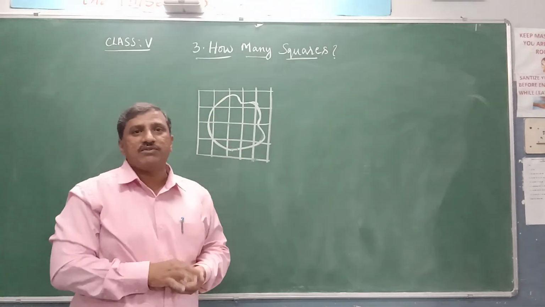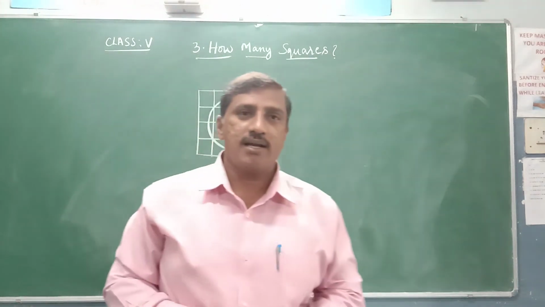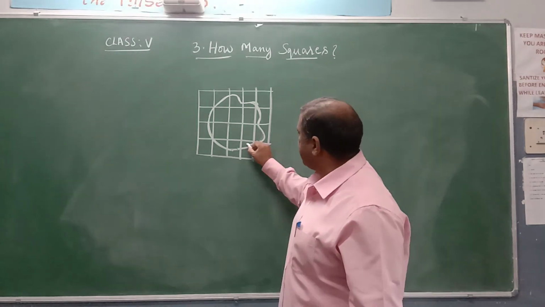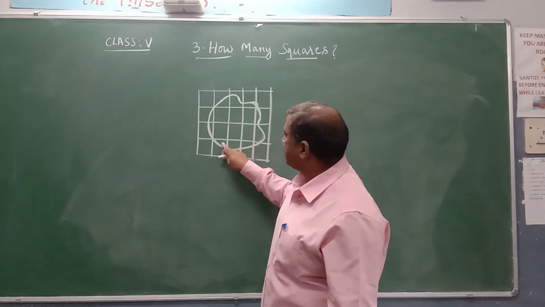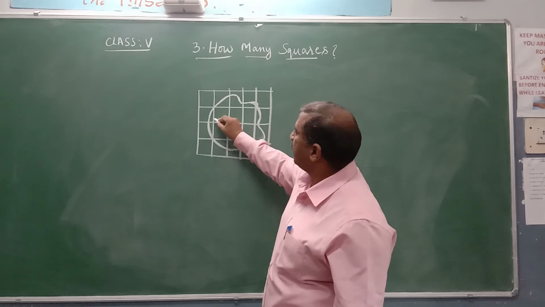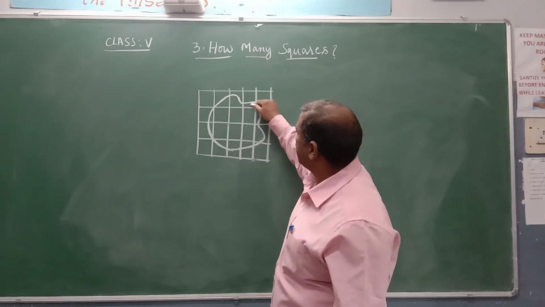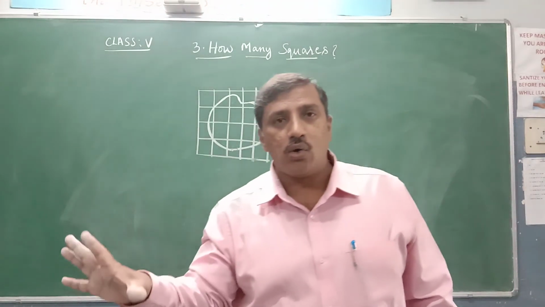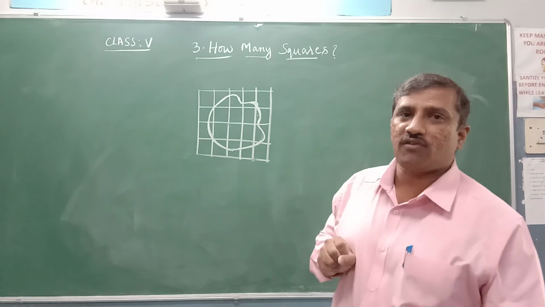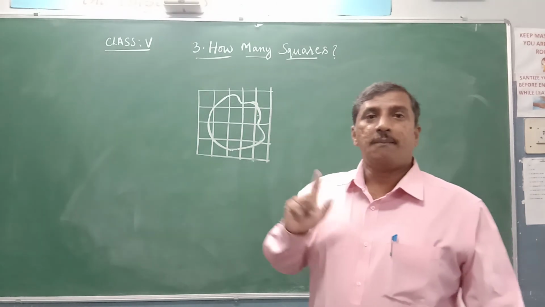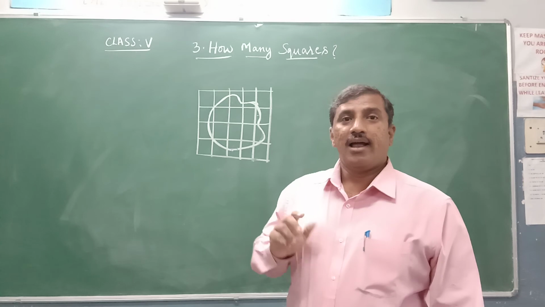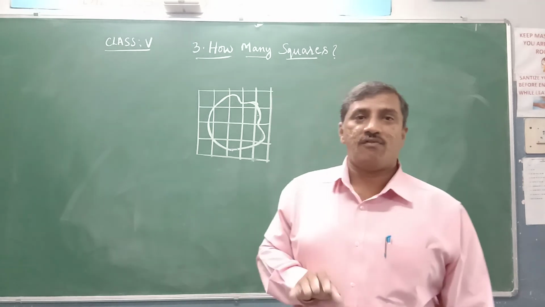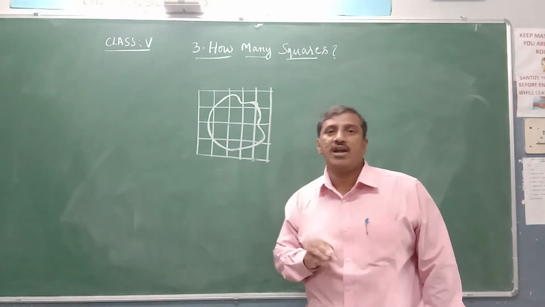In some figures we find exactly half filled squares, and in some figures we find less than half filled squares. You see, this is less than half filled, this is also less than half filled, and this is less than half filled. So such squares you ignore. So totally we will find 4 types of squares: completely filled squares, more than half filled squares, exactly half filled squares, and less than half filled squares. Ignore the less than half filled squares.